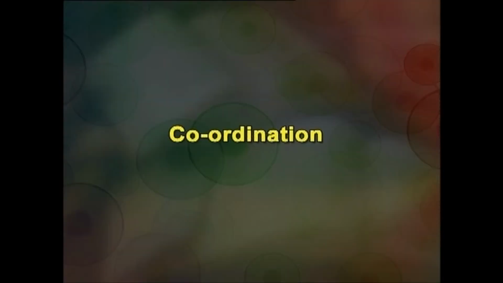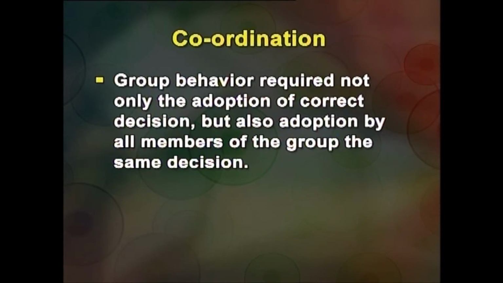Decision making in a division of work cannot be a formality, it is an informality, everybody has to work for that. Another is coordination, the principle of public administration. Group behavior is required not only to adopt the correct decision, but also adoption by all members of the group. If I am giving a decision, it is not just a decision like that, everybody, in the principle of coordination, has to adopt this one. So, everybody has to know each and everything in the decision making.